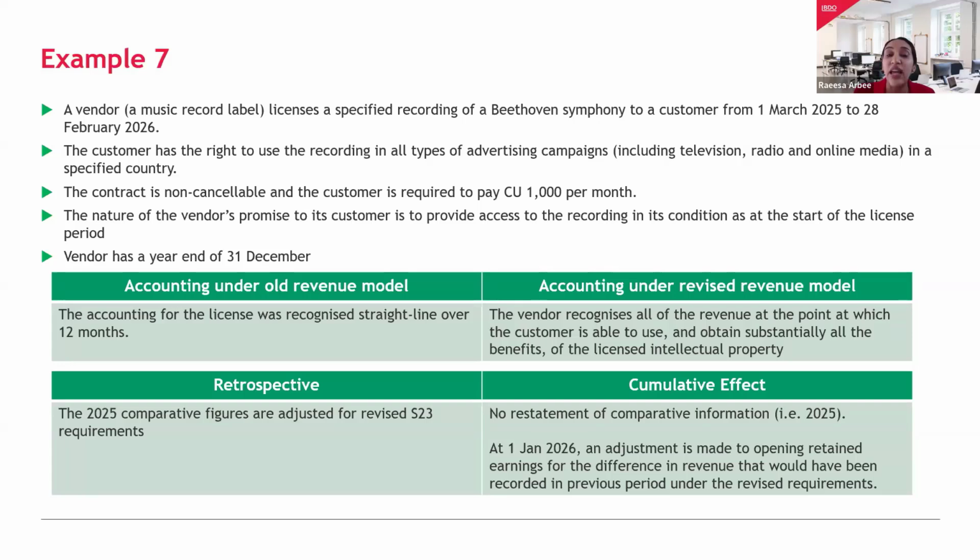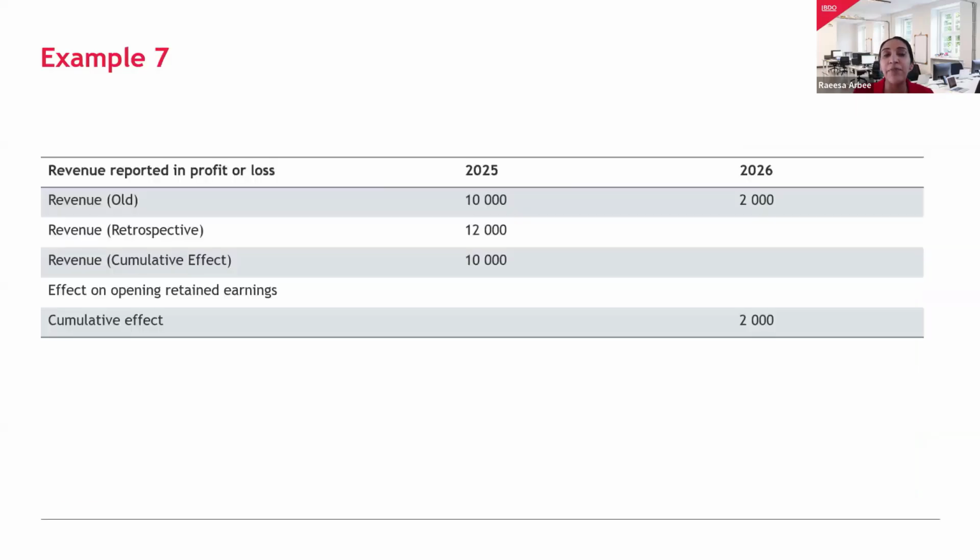So if this vendor was to apply the standard retrospectively, they would adjust their 2025 comparative figures. If they applied the cumulative effect method, they would have no restatement of their comparatives in 2025, and instead they'd have an adjustment at the 1st of January 2026 for the impact. So if we look at the next slide, we'll put some numbers to that.